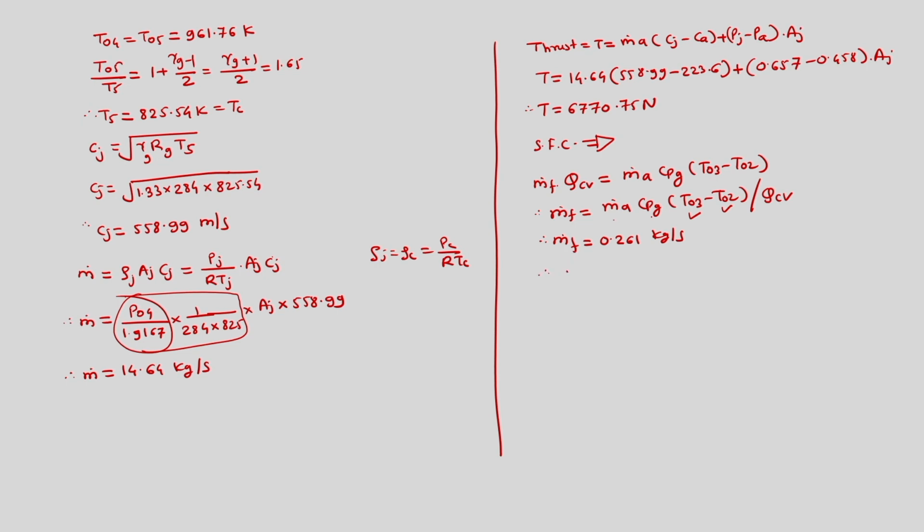So we can now find the specific fuel consumption, that is m dot F upon thrust T, and this gives us specific fuel consumption in units of hour as 0.138 kg per Newton hour, where we have multiplied m dot F by T into 3600. Having said this, this is the method to solve the examples for the turbojet engine. Thank you.